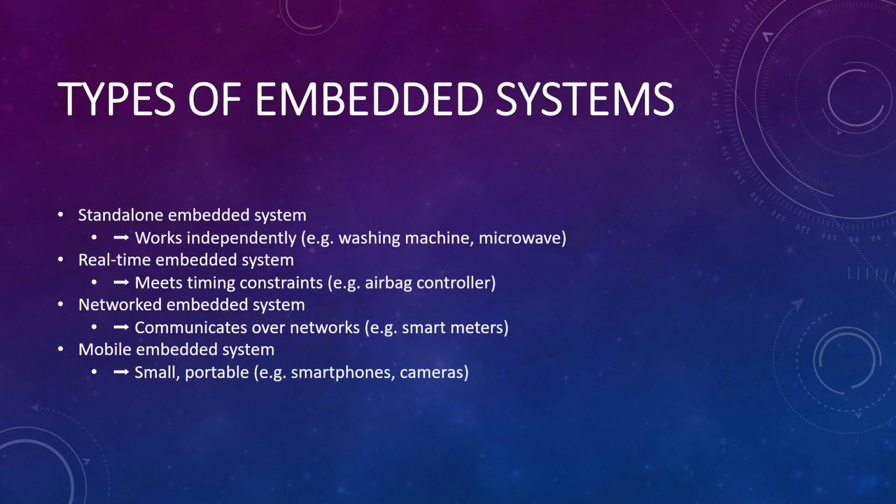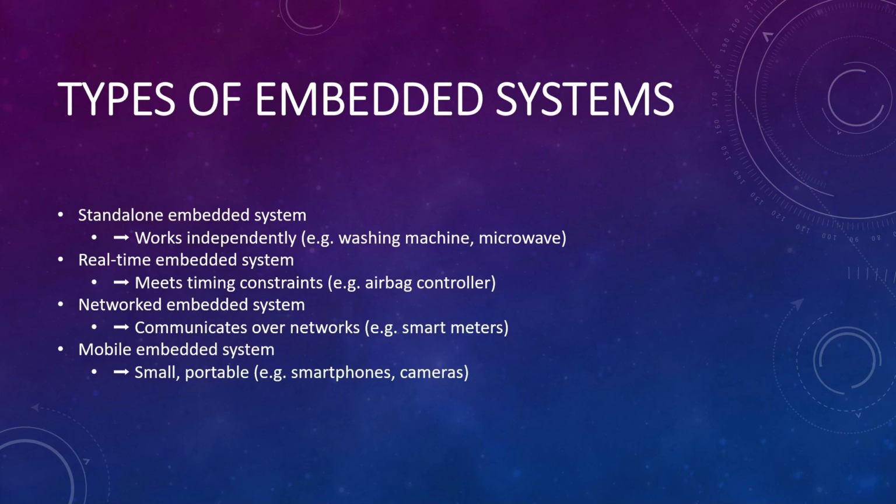So, what are the types of embedded systems? There are various types. First, standalone embedded systems. They work independently, for example washing machines and microwaves. They have a fixed program and they only perform operations based on that program.